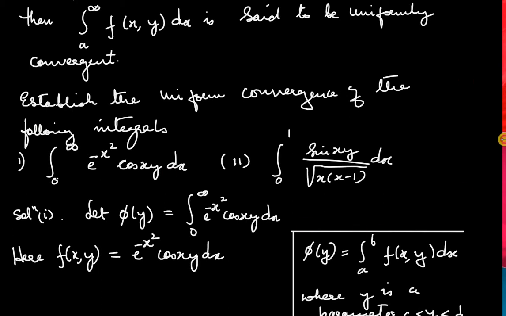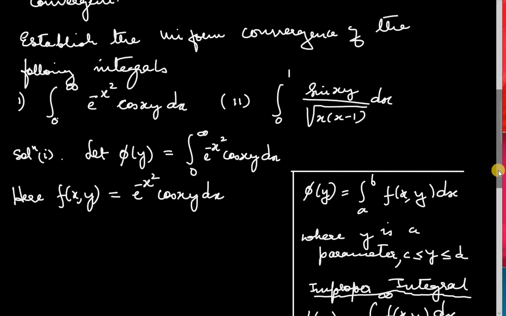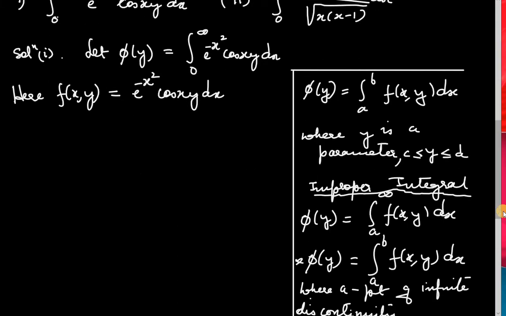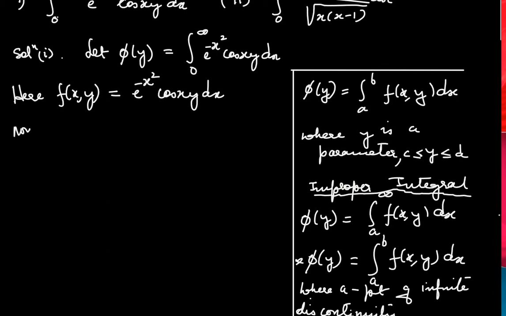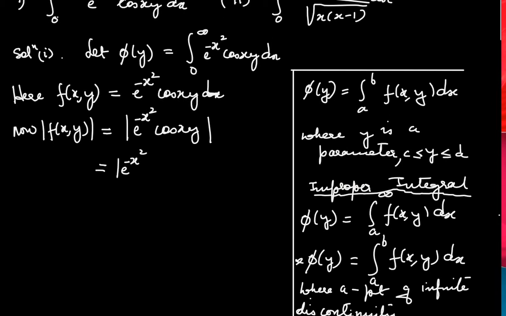So next step, what we need to do now is take the modulus of this. Now, mod f(x,y) is equal to mod of e to the power minus x squared cos(xy). Please correct this, there should not be the x here. Now this can be written, using the property of modulus function, as e to the power minus x squared into mod of cos(xy), since mod of AB is the same as mod A into mod B.